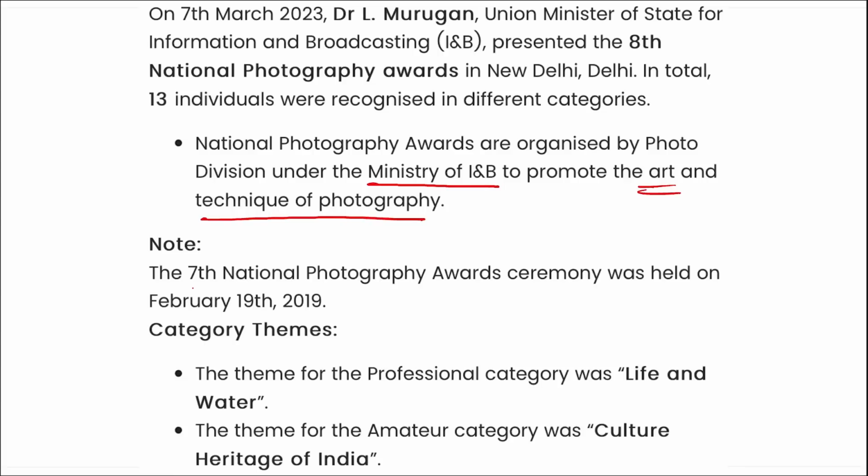Here, you can remember that the 7th National Photography Awards were held in February 2019, and the category themes were: the theme of the professional category was life and water, the theme for amateur category was culture heritage of India. Alright, similarly, members of the jury for the 8th National, you can see there Vijay Kranti, Jagdish Yadav ji, Ajay Agrawal, Sanjeev Mishra. They were some of the jury of the 8th National Photography Awards. And where were these awards presented? These awards were presented in New Delhi.